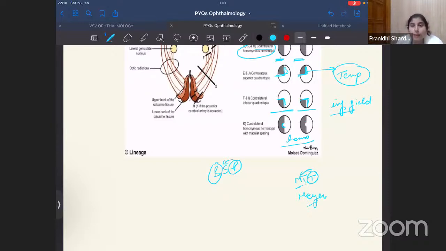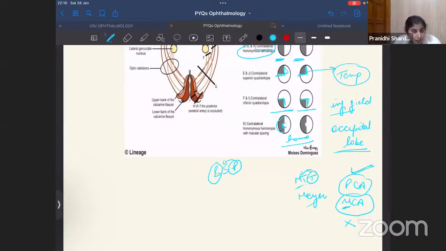Macular sparing homonymous hemianopia is seen in occipital lobe diseases, because the occipital lobe is supplied by PCA and MCA. Whenever MCA is intact, the macula is spared, because macula is supplied by M for macula, M for middle cerebral artery, and the occipital lobe is mainly supplied by PCA. So whenever there is loss of PCA supply, it will be same side homonymous hemianopia, which is macular sparing. Okay. So from the optic tract, there will be homonymous lesions after the optic tract.